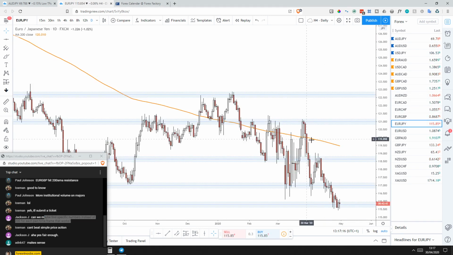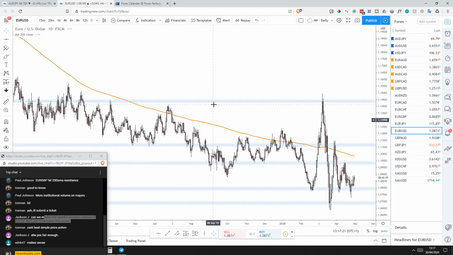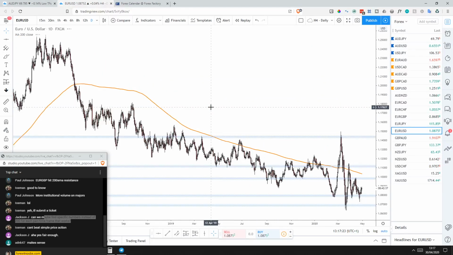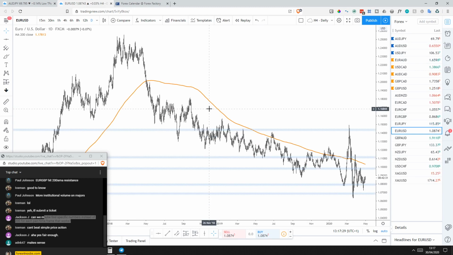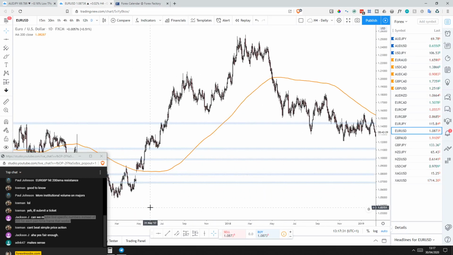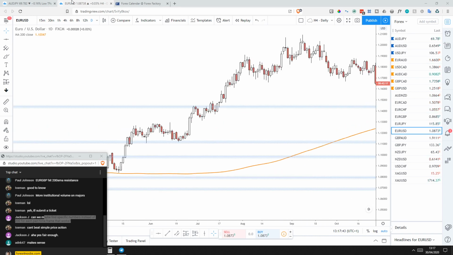So yeah, the 200 moving average, I'm only really using it on the major pairs. And even on the major pairs a lot of the time, it's not fantastic. But it does have its uses, for sure, it does. And price just tends to bounce from it a lot better on major pairs. So yeah.